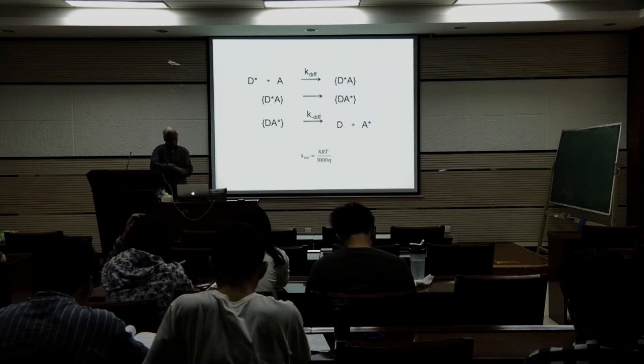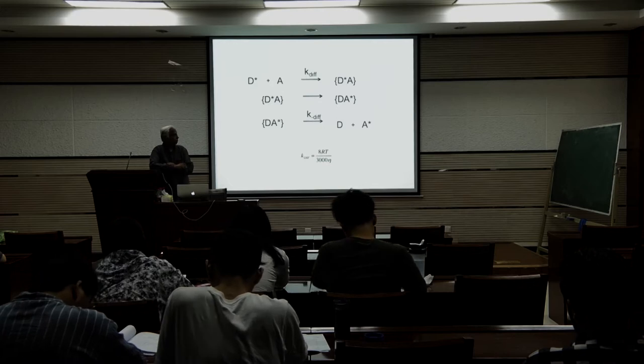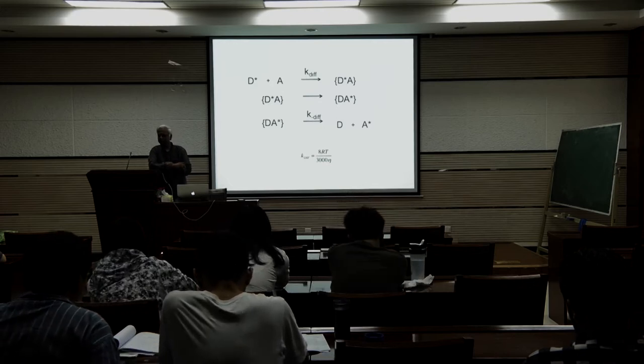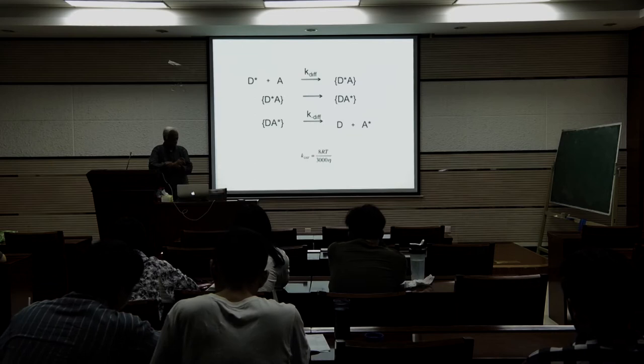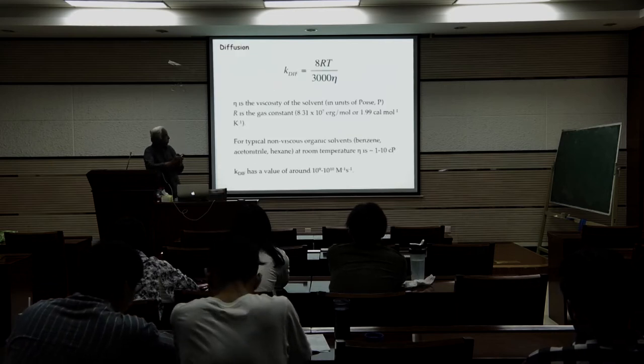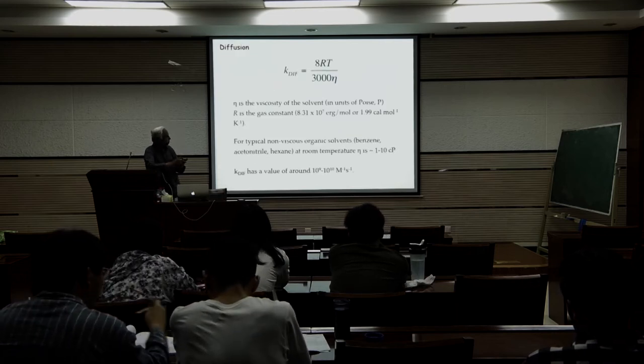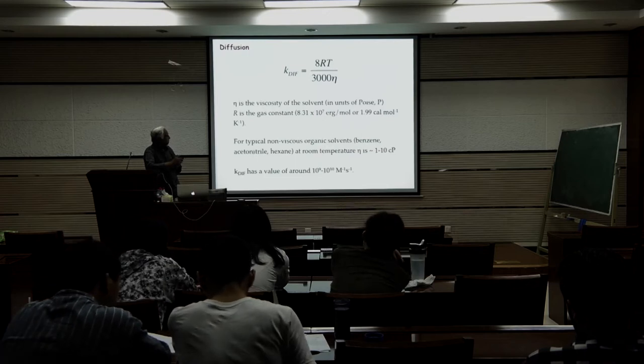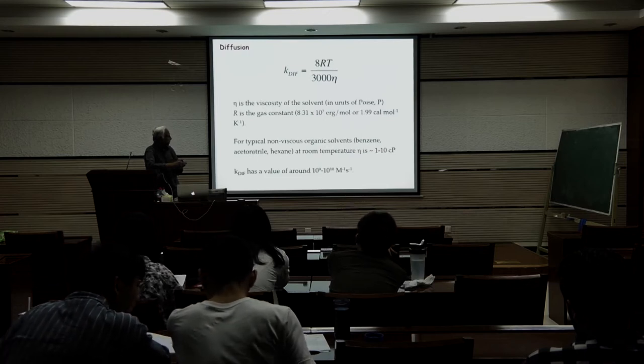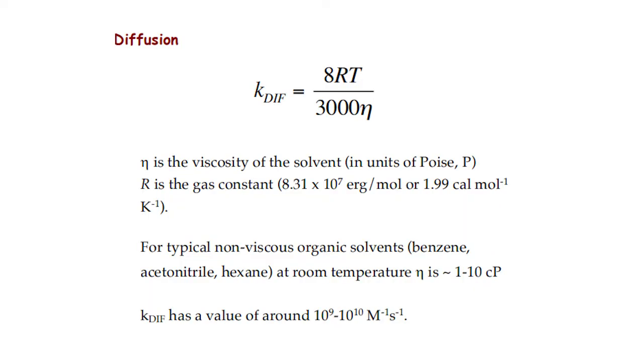Okay. So you follow up to this? Now, the diffusion constant is measured in terms of what is called poise. The viscosity, for example, of hexane and benzene, each solvent number is different. So how fast the energy transfer will take place will depend upon the solvent. If the solvent is very viscous, it will be very slow. If the solvent is not very viscous, it will be faster. Okay.